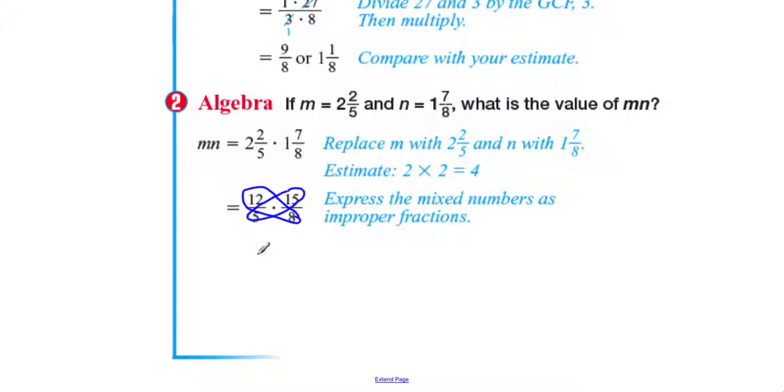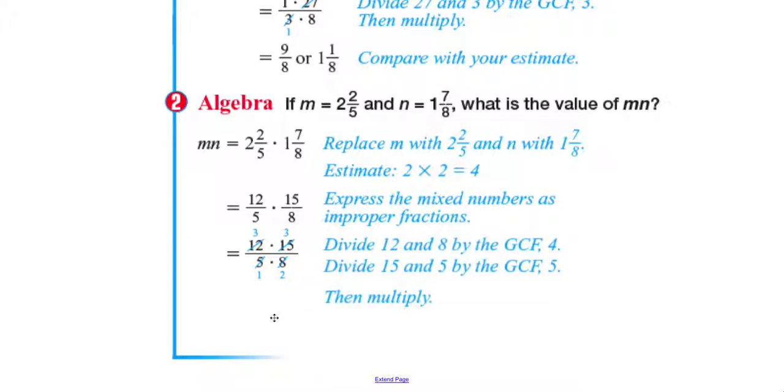The GCF of 5 and 15 is 5. So 5 divided by 5 is 1, and 15 divided by 5 is 3. And the GCF of 12 and 8 is 4. So 12 divided by 4 is 3, and 8 divided by 4 is 2. And then we simply multiply 3 times 3, which is 9, and 1 times 2 is 2. That becomes 9 halves, or 4 and 1/2.